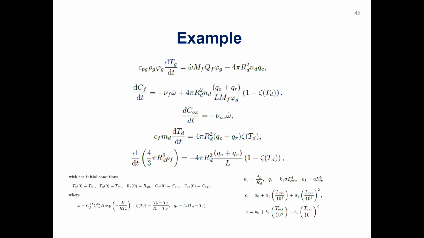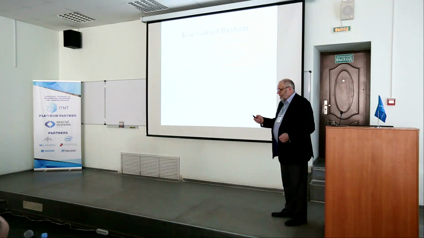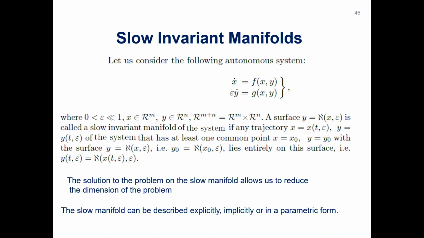Now, what to do with these equations? Their direct solution appears to be not only difficult, but also we cannot achieve any reasonable accuracy of this solution. So to progress here, we need to use additional assumptions, and we need to use new approaches. And one of the approaches which we used is based on the method of slow invariant manifold. So without going into details of this method, we can consider this system of equations where x and y are vectors in n-dimensional and m-dimensional space, and epsilon is a small parameter.